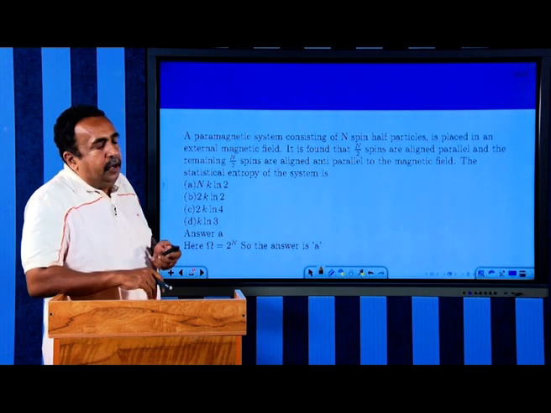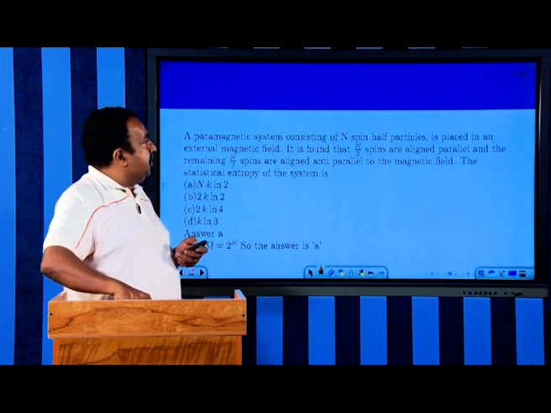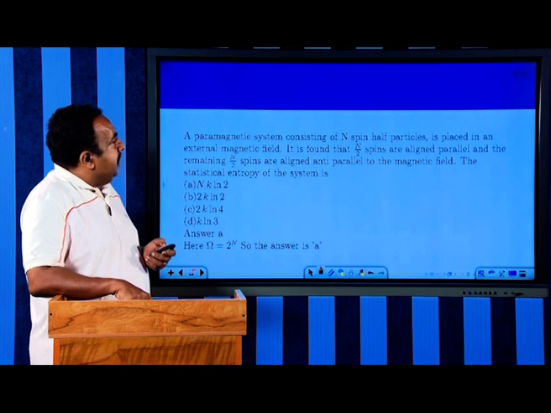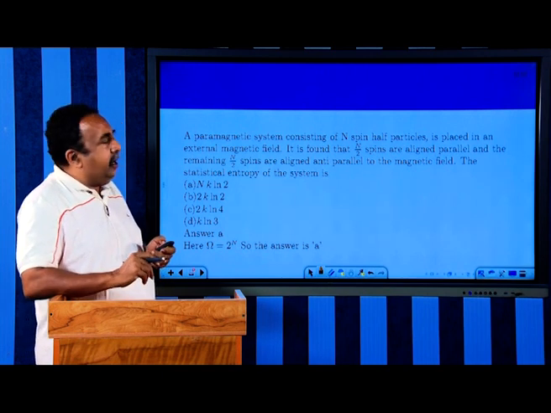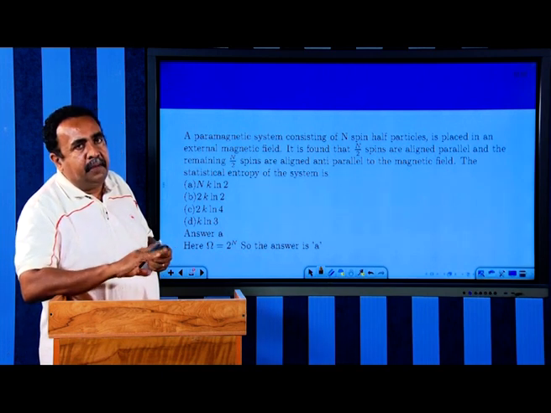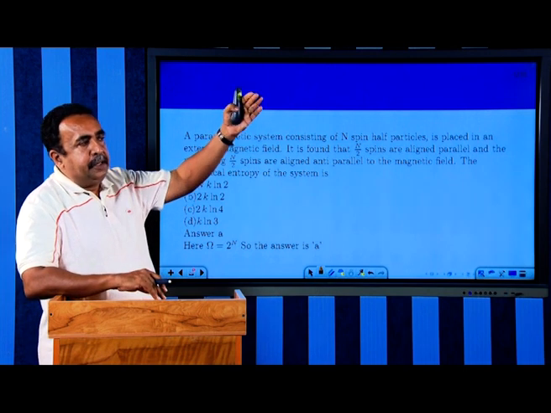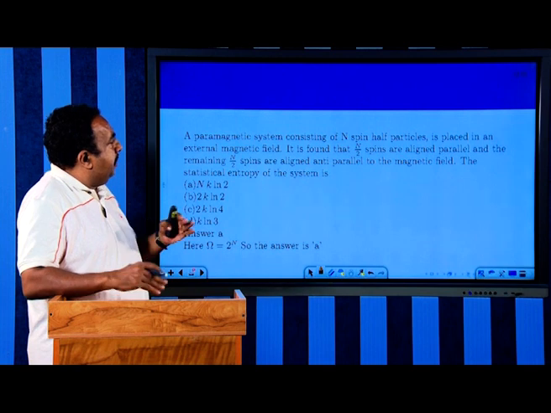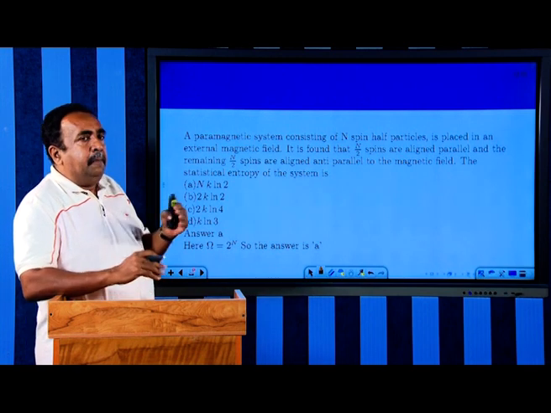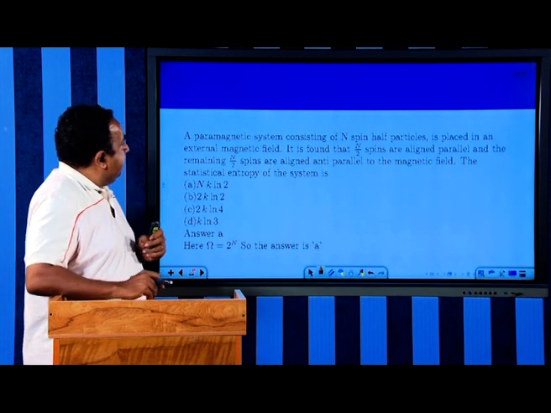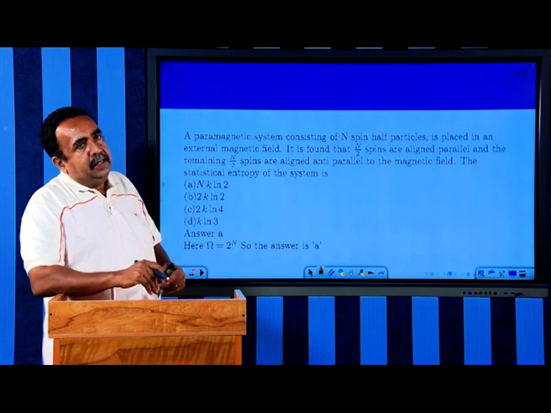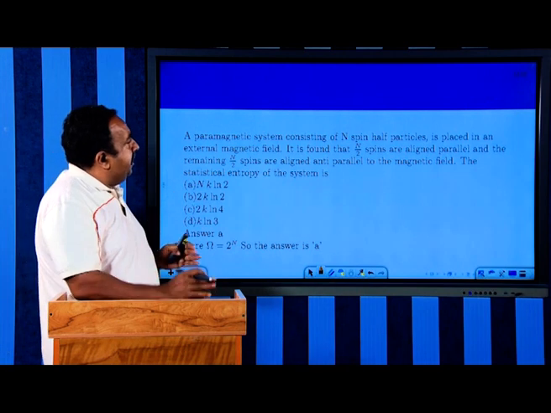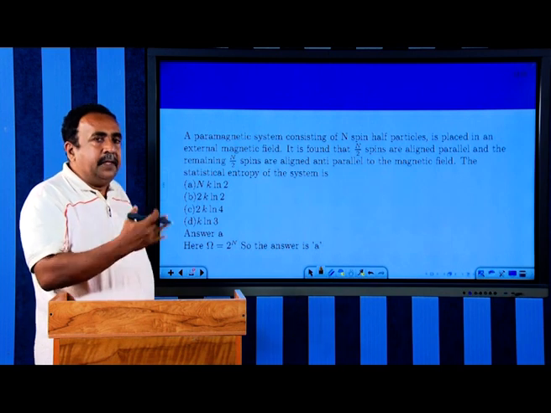Next, you are given a paramagnetic system consisting of n spin half particles placed in an external magnetic field. It is found that n by 2 spins are aligned in the upward direction and n by 2 spins are aligned anti-parallel to the magnetic field. What is the statistical entropy of the system?